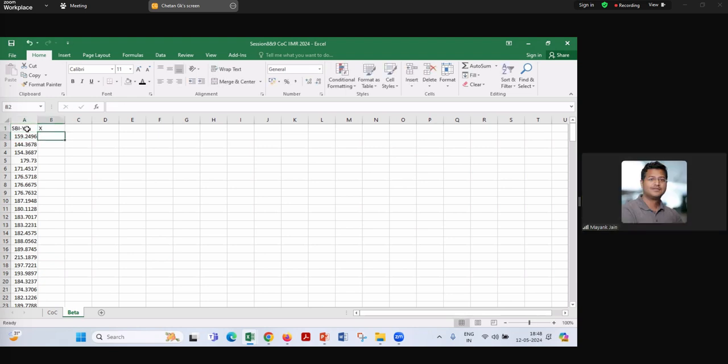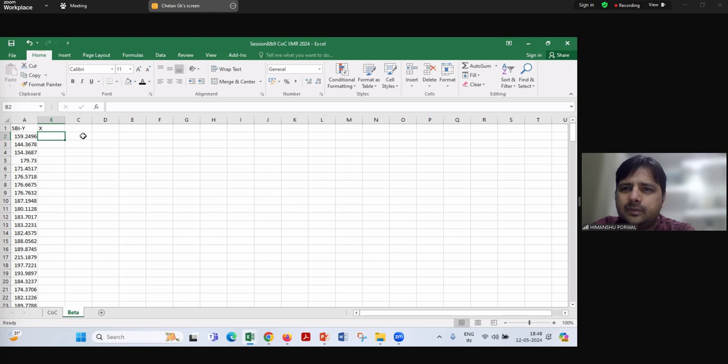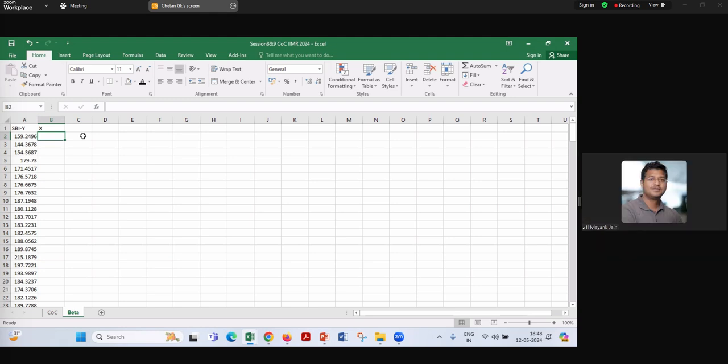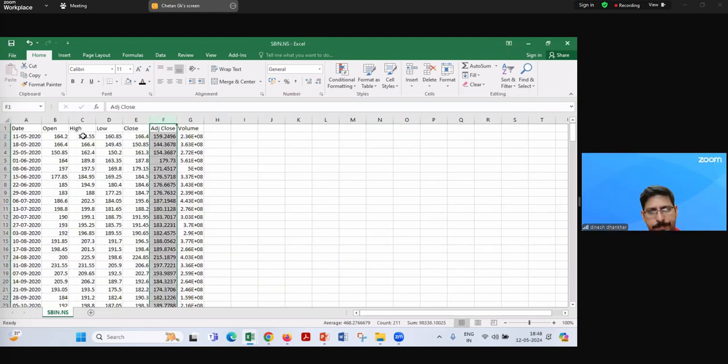Can you tell me what is X here? We have discussed in the last class. Reference market value. Market like Sensex or something, maybe index value. Nifty index value. So shall we take Nifty 50? Yes, sir. So I'll close this.